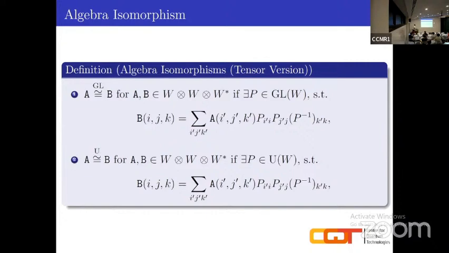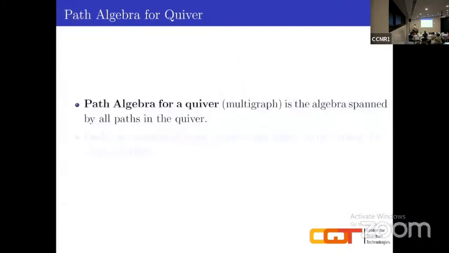Since we want to study the algebra isomorphism under the unitary group, here is our second definition, where A and B are algebras over the unitary group. Because we want to reduce LU equivalence to the algebra isomorphism over the unitary group. And so here is the instance of the algebra we will use to prove it.